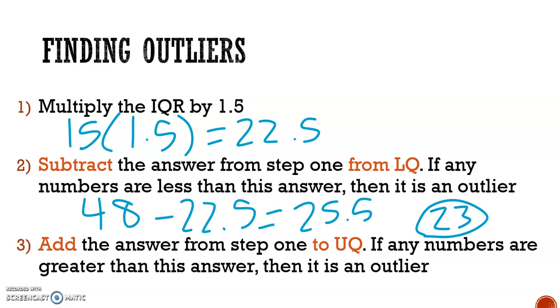Now we are going to add that number, that 22.5, to our upper quartile. So we're going to take 63, we're going to add 22.5, and that is going to give us an answer of 85.5. So that means any number that is greater than 85.5 in our data set is an outlier. But there are no numbers greater than 85.5 since our max was 72. So there are no outliers on the top end of this data.